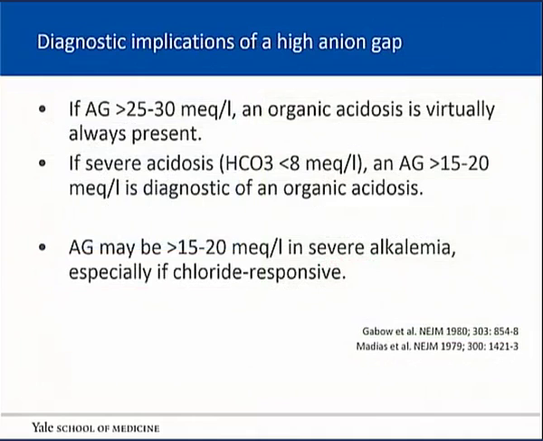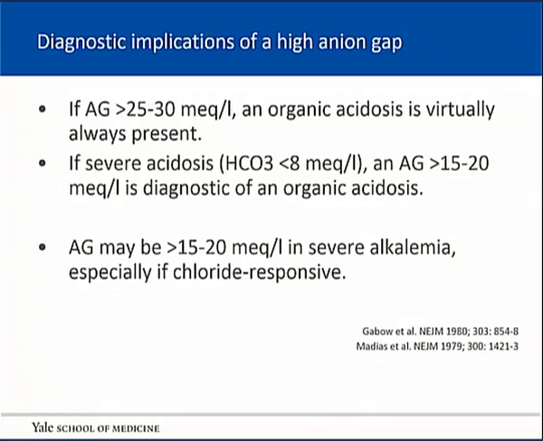If you have a very high anion gap, arbitrarily greater than 25 to 30, you know that an organic acidosis is present. You've got to go find it, okay? Whether it's lactic, whether it's ketoacid, or one of the less common ones, but you've got to go look for that. In patients who have very severe acidosis, defined as a bicarbonate below 8, even lower anion gaps also always make you think of an organic acidosis.